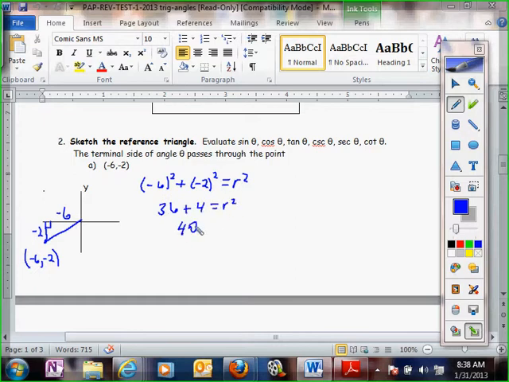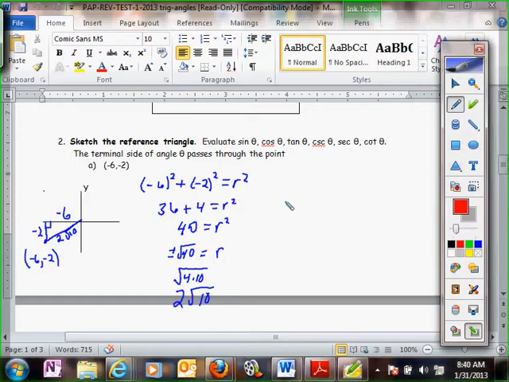40 is equal to r squared, and when I take the square root, r is equal to plus or minus root 40. This root 40 can be simplified. Remember, we do not want decimals, but we want simplified radicals. Two numbers that multiply together to get 40 are 4 times 10. So we have the square root of 4 times 10. The square root of 4 is 2, so the 2 comes out, and that gives us 2 root 10. And it's plus or minus, but r is always positive. So r is going to be 2 root 10.